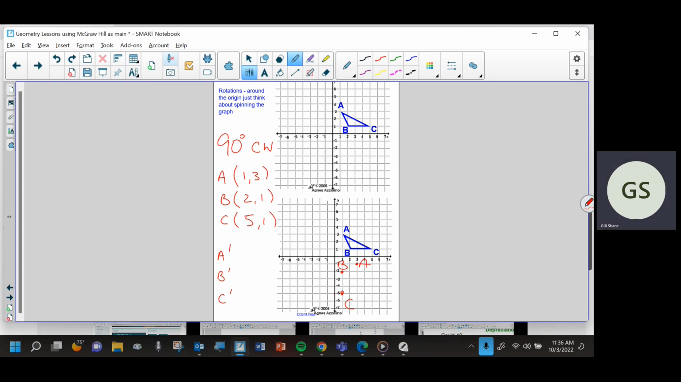Oh, I didn't write the coordinates. So A would be 3, -1. B would be 1, -2. C would be 1.